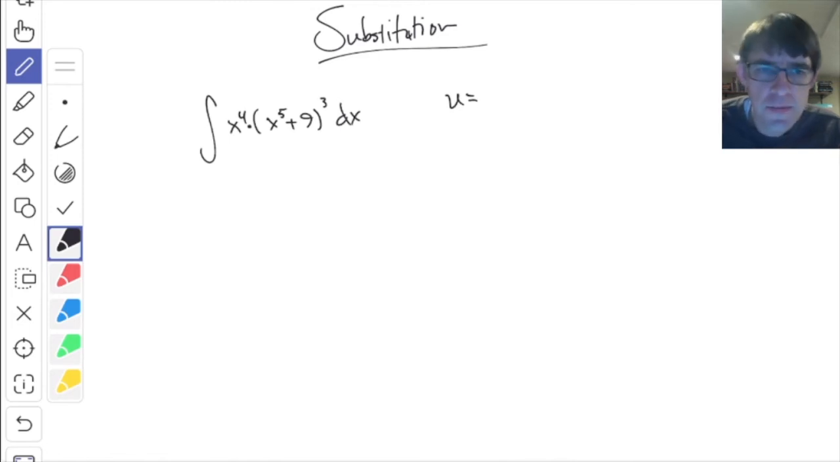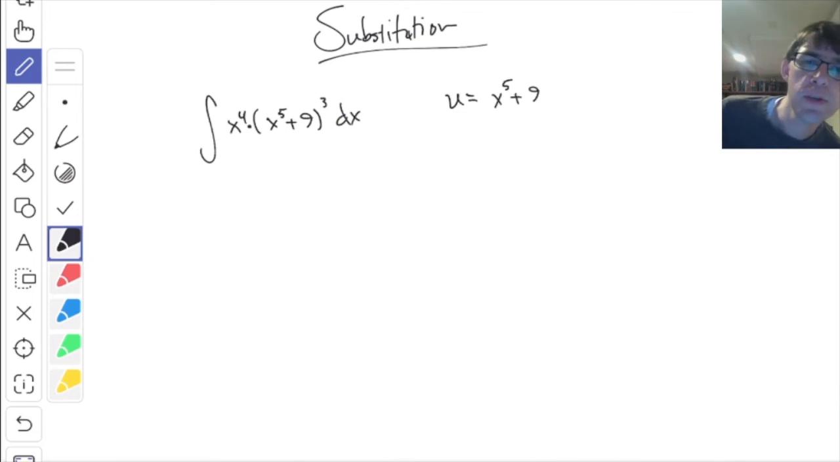Yeah, how about x to the 5 plus 9? I just said, usually you're going to choose the inside of parentheses. So in this example, I'm going to choose x to the 5 plus 9. This choice is really up to you. If you choose wrong, then the rest of it won't work right. And in some cases, you might have to just make one choice and see if it works. If not, go back and try something else. But it's usually going to work, what you choose.